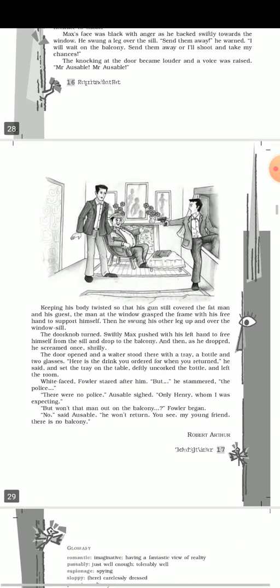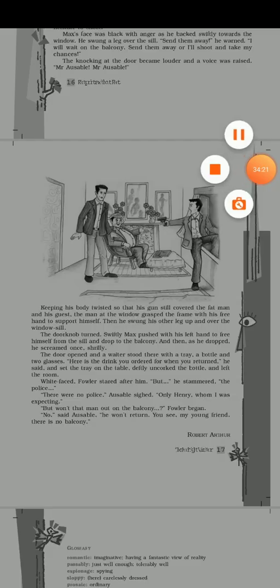So what happened next? See, keeping his body twisted so that his gun still covered the fat man and his guests, the man at the window grasped the frame. The man at the window means Max, right? Grasp means to hold something tightly. He held the frame of that window tightly with his free hand to support himself because he wanted to point the gun at both these persons, and he wanted to go out also because he was afraid of police.